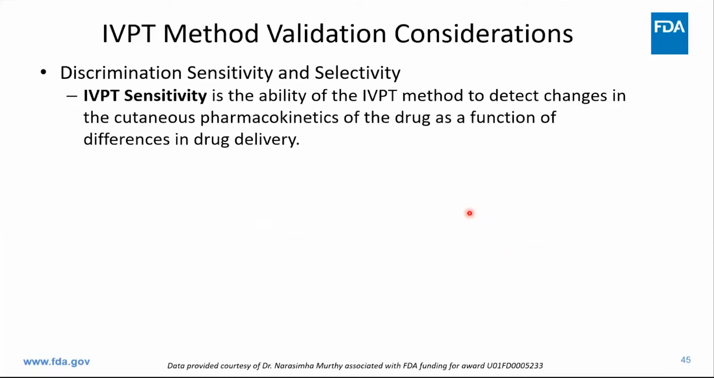A really important element of the IVPT method validation is discrimination, sensitivity, and selectivity. So let's talk first about IVPT sensitivity. How is this done? So what is IVPT sensitivity?